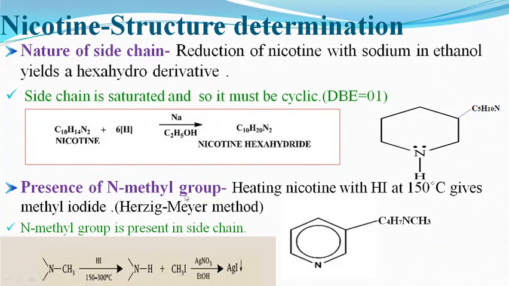Next we come to the presence of the N-methyl group. Heating nicotine with HI at 150 degrees centigrade under pressure, it converts into methyl iodide. One molecule of methyl iodide is obtained, which on reaction with silver nitrate in the presence of ethanol precipitates out as AgI. Quantitative estimation of this silver iodide reveals the presence of one methyl group in nicotine. This method is known as Herzig-Meyer's method. This means that the N-methyl group is present in the side chain. So we can rewrite the formula of nicotine as the pyridine ring with a saturated side chain at the third position, C4H7 and CH3. This N-methyl group is present in nicotine according to the Herzig-Meyer method.